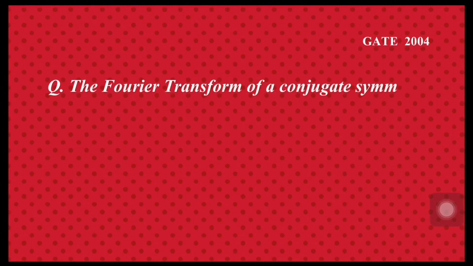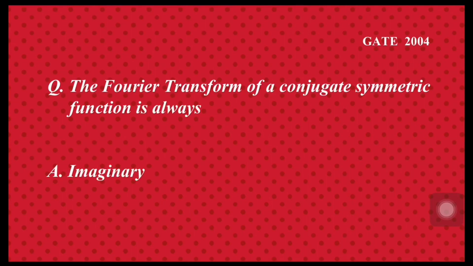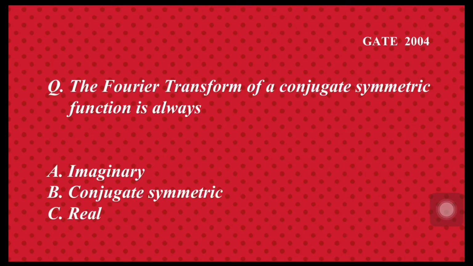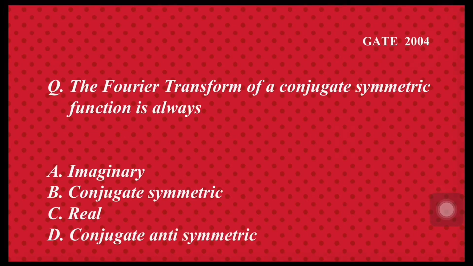It's from GATE 2004. The Fourier transform of a conjugate symmetric function is always: option A, imaginary; option B, conjugate symmetric; option C, real; and option D, conjugate antisymmetric.